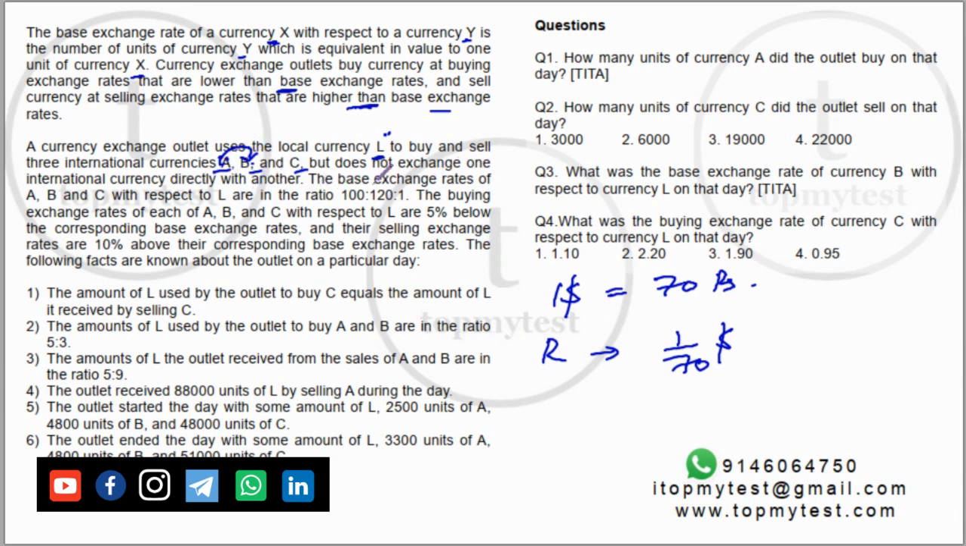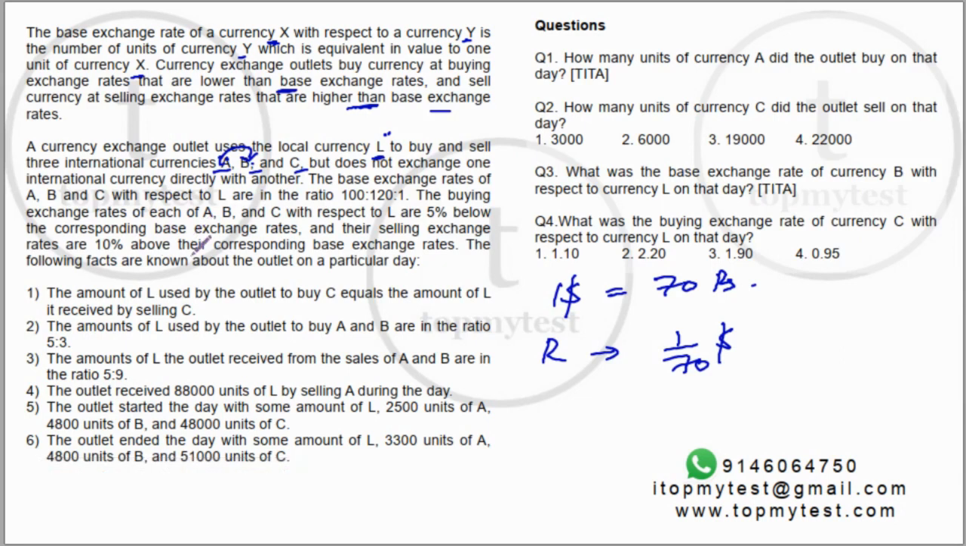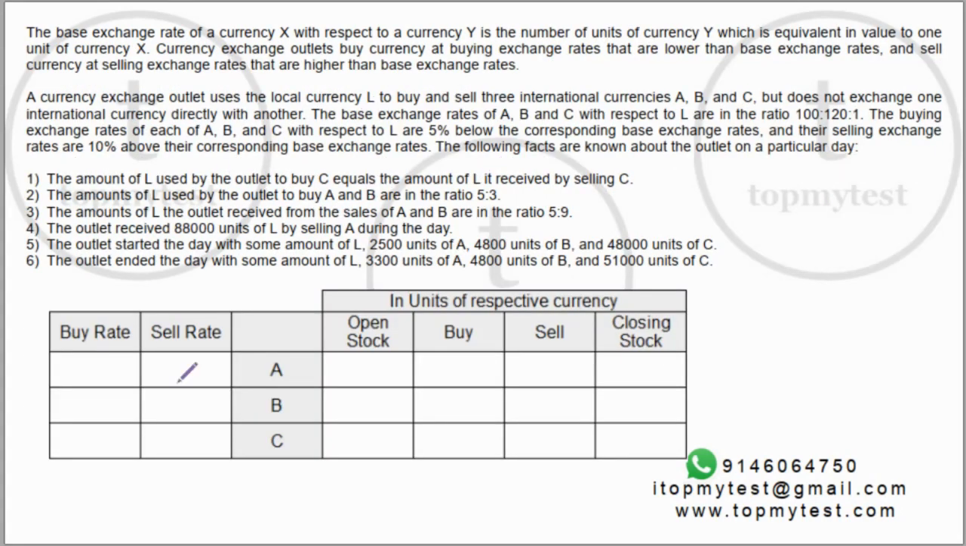Now you have the base exchange rate given and all these things given, and then you also have the amount used, etc. So we need to figure out the base rate, right? Because a couple of questions are on the exchange rate. We also need to figure out how many units were sold, because there is some information given about the units, and you also need to see how many units were bought. Okay, so let's create a table out of this. So this is what we need to fill up. Okay, let's try to fill up this value.